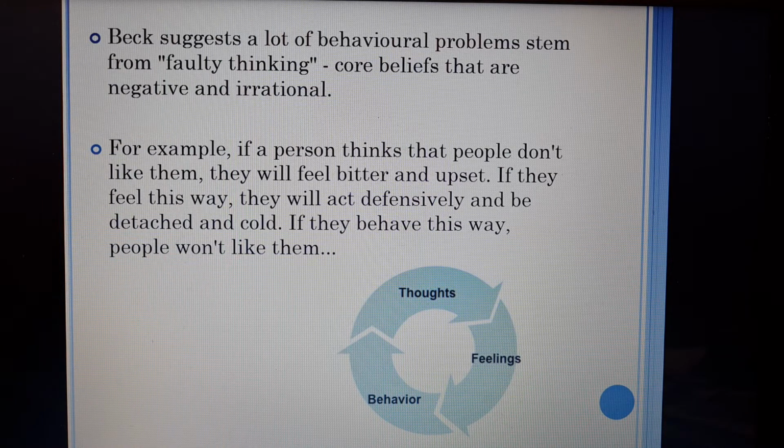Beck suggested a lot of behavioural problems do stem from our negative, irrational and faulty thinking, and this was the core of his cognitive triad. For example, if a person thinks that people don't like them, they may feel quite bitter and upset towards them. And if they carry on feeling this way, their behaviour will also change to be more defensive. They may become more detached, more cold. And if they started behaving this way towards everybody, then people obviously are not going to like them. So again, the whole link between thoughts, feelings and behaviour in the cognitive triad.